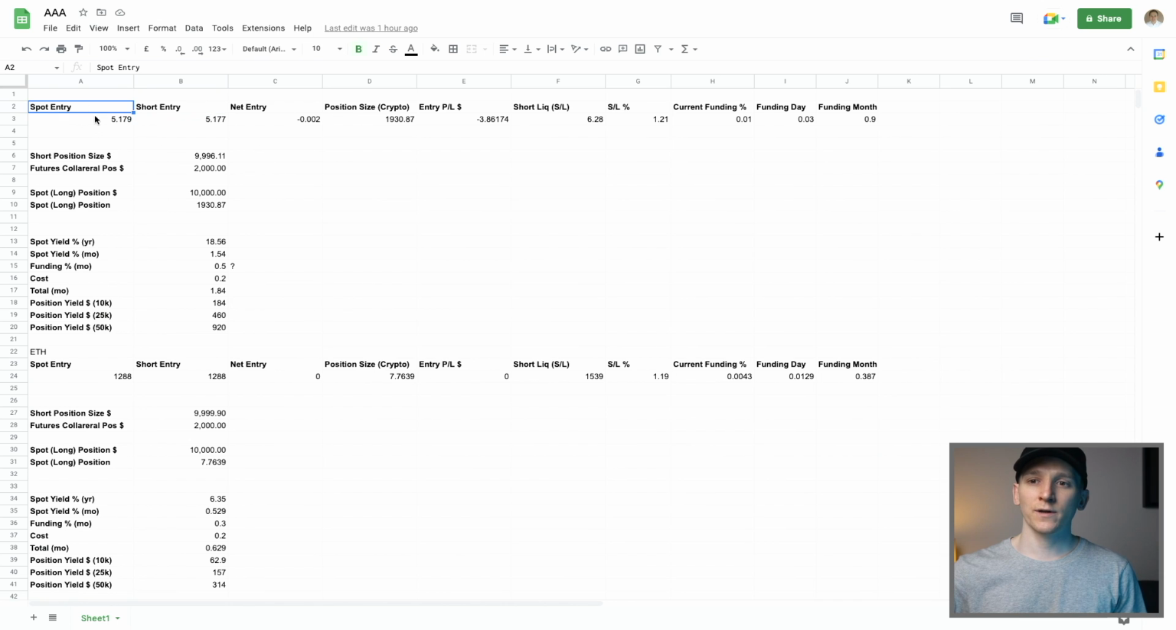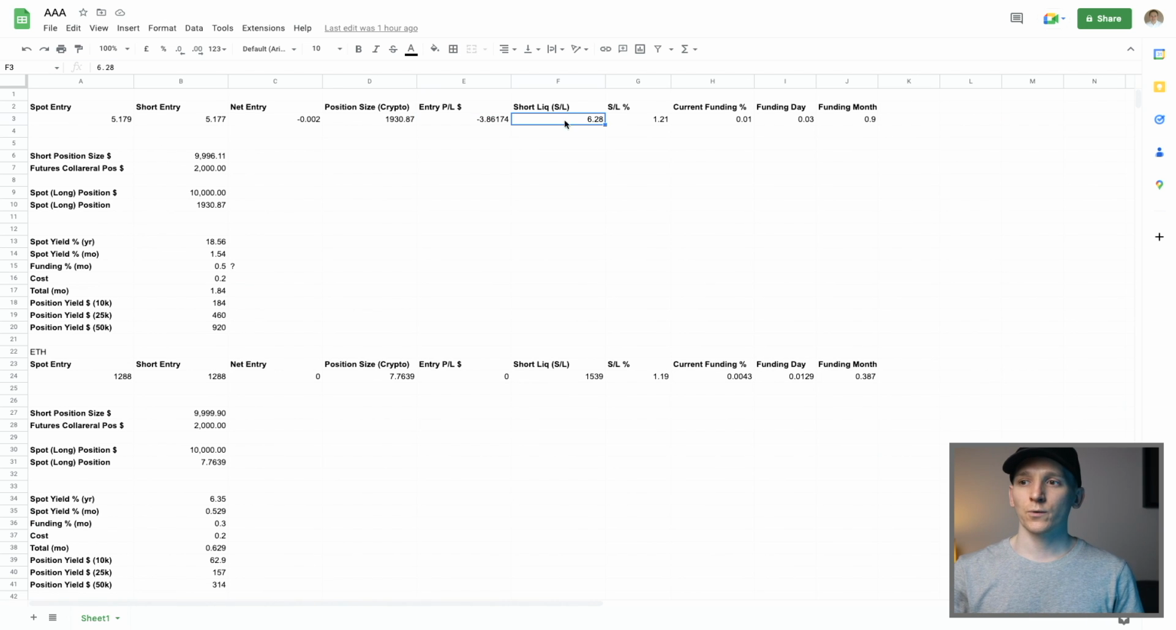So we have the spot entry here, which was 5.1979, and then we have a short entry around 5.177. So as you can see on this example, I actually made a very small loss on the net entry of that trade on the long and the short. And the position size on that occasion was 1,930 DOT. And the entry P&L, I lost about $4 on that. This is a $10,000 example.